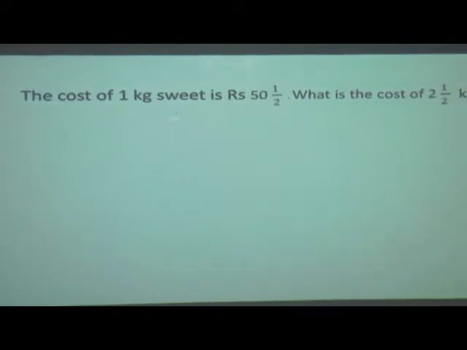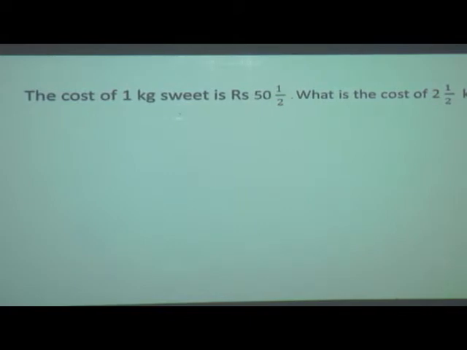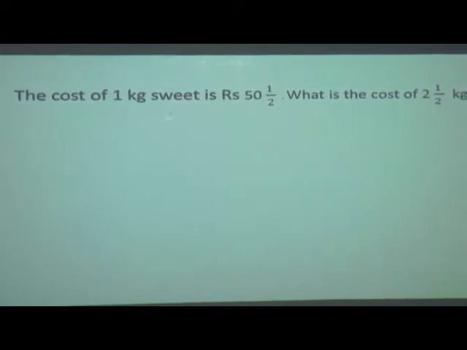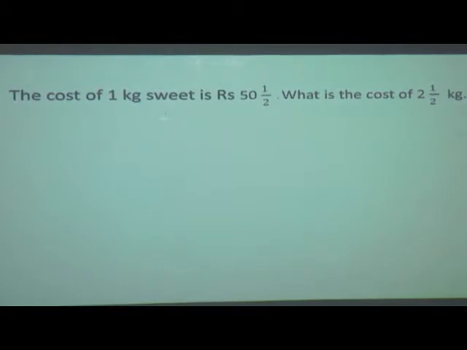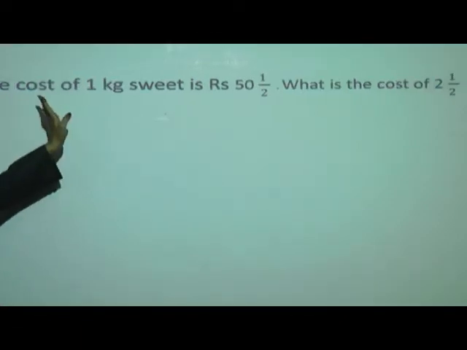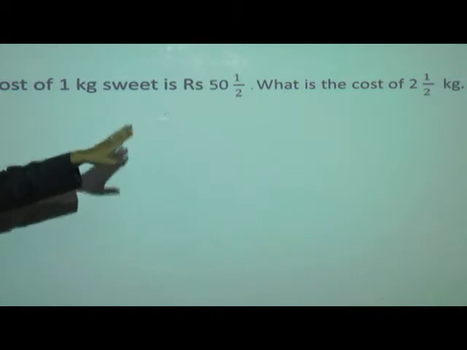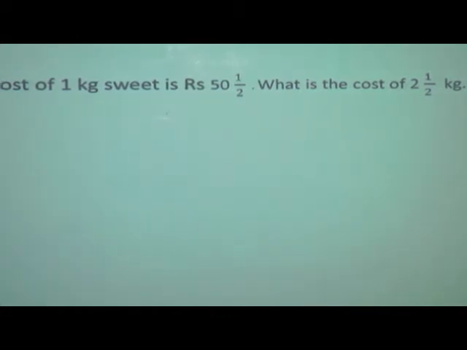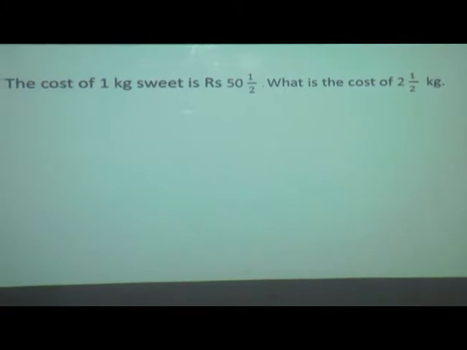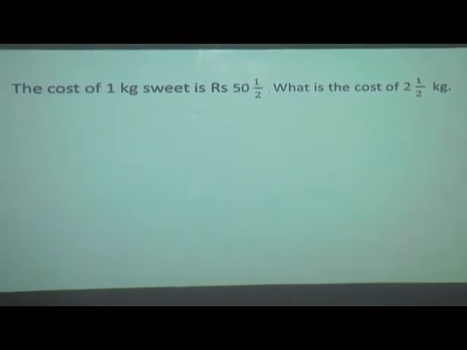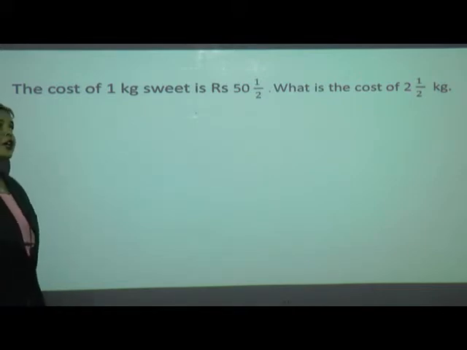The cost of 1 kg of a sweet is rupees 50 and a half. 50 whole 1 and half. I think your father goes to a market and purchases a sweet box. So the cost of the sweet is 50 rupees and 50 paise, or 50 whole 1 upon 2. What will be the cost of 2 and a half kg? So which type of operation do we have to do? First read the question twice. If you find the operation, only then start writing the steps.